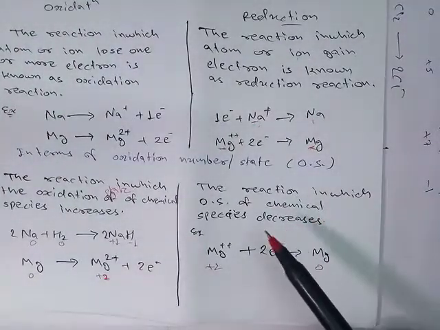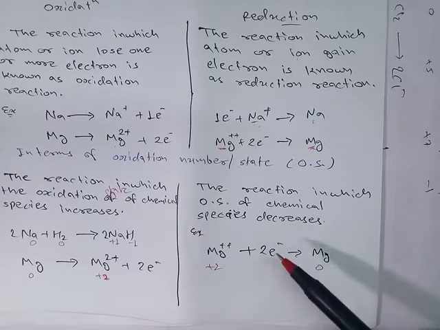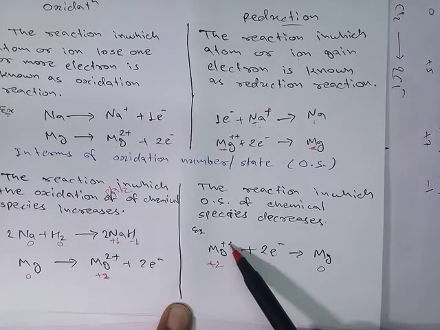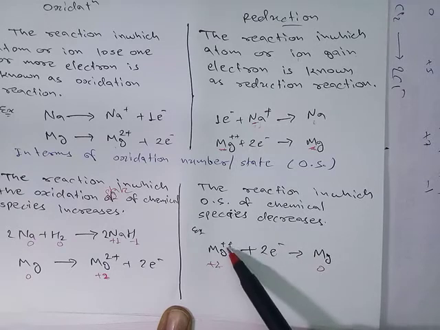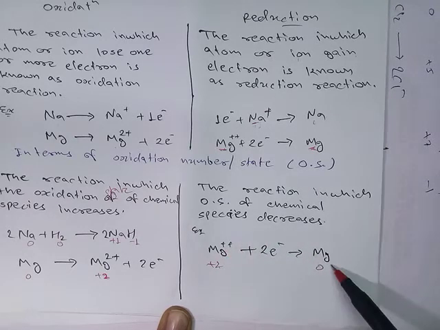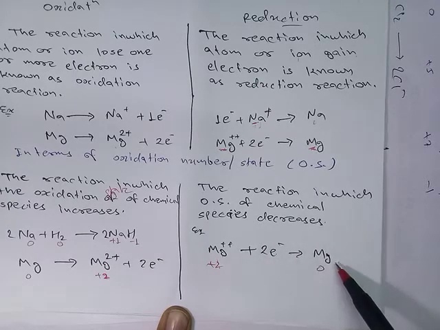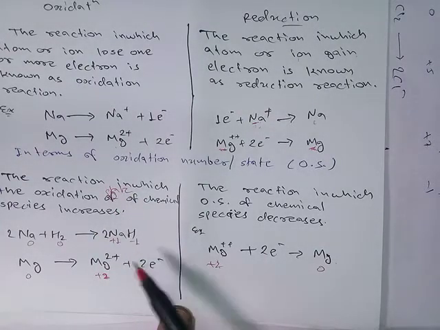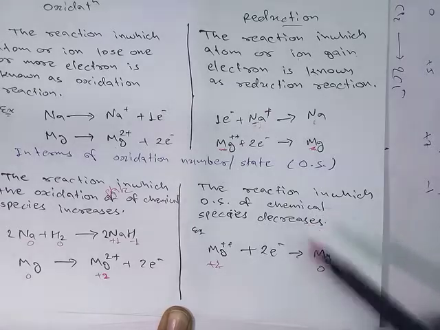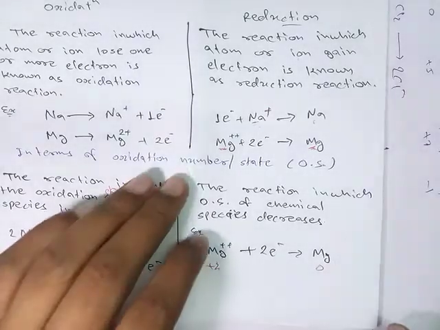And here the reaction in which the oxidation state of a chemical species decreases: the magnesium 2 plus ion has oxidation number plus 2. By addition of 2 electrons, the oxidation number of magnesium decreases from plus 2 to 0. So here we see the oxidation number decreases. A chemical reaction in which the oxidation number increases is an oxidation reaction, and the chemical species in which a decrease in oxidation number takes place is known as a reduction reaction.